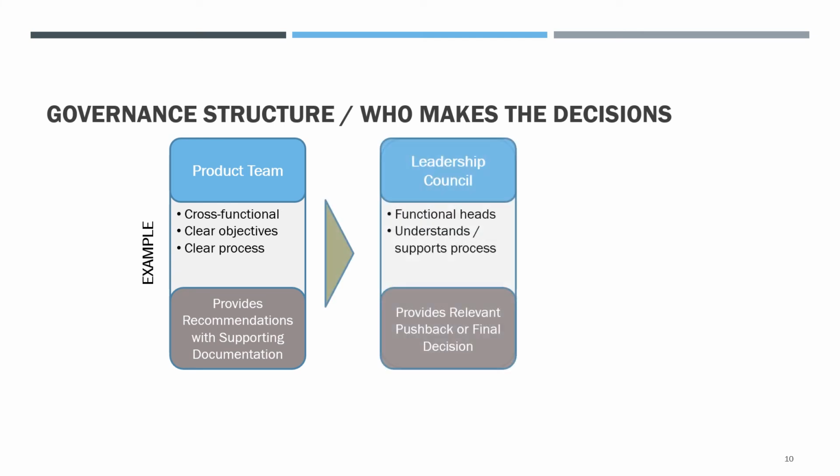The next level of governance may include a leadership council comprised of functional heads. In small to mid-sized organizations, this council may even be the executive team. The leadership council provides relevant feedback to the product teams and final decisions as needed. And in the case where large decisions are needed that may require substantial investments or may entail significant risks, decisions may go to the CEO or even the board of directors.